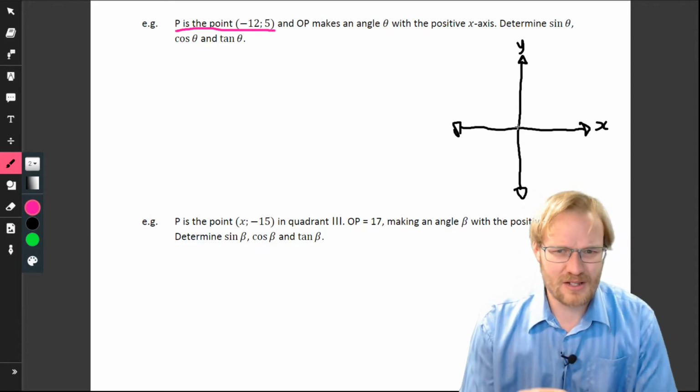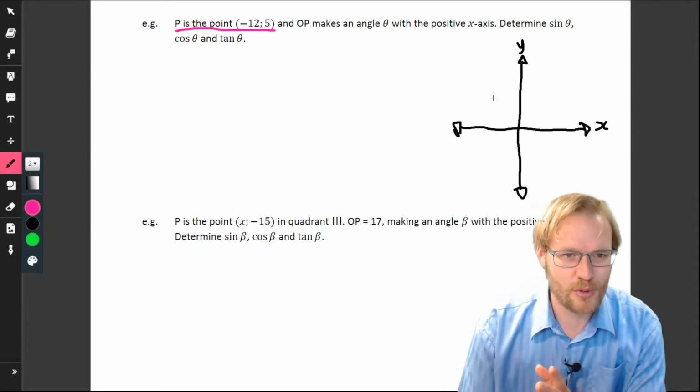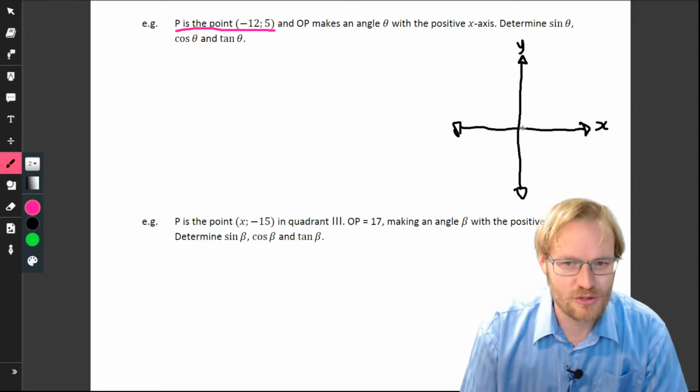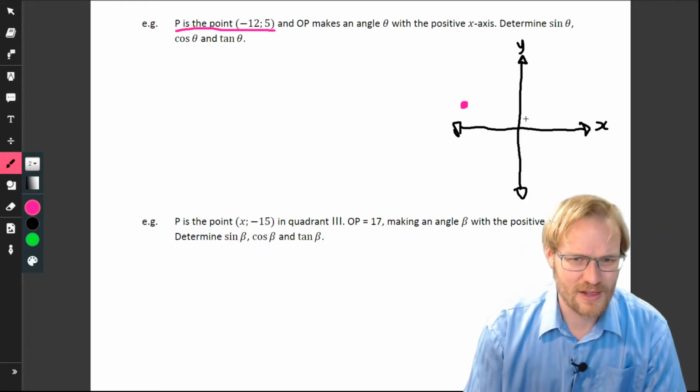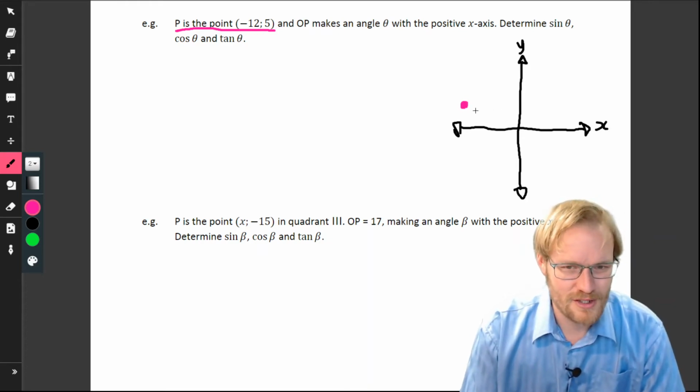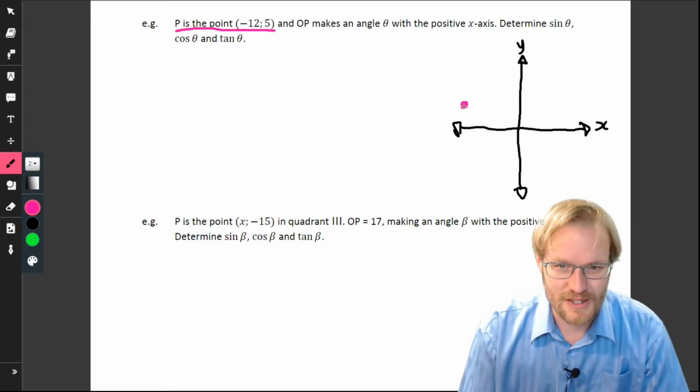To be honest, I think I need to put the point in, then I can see which quadrant we're in. So we're at minus 12 and 5. Doesn't have to be to scale, but let's draw it vaguely to scale to know it's more left than it is up. So let's put it over there. And the reason to do this is if we have to work out theta, it's going to fit in better. Okay, so there's our point.